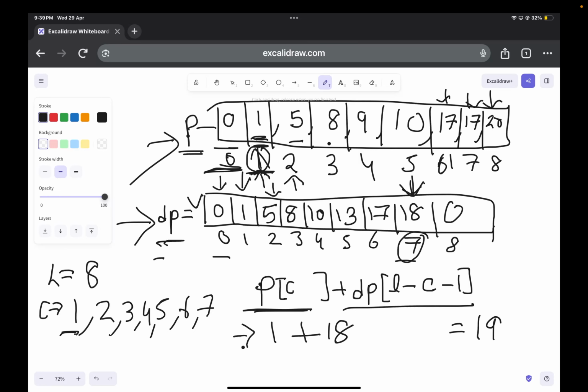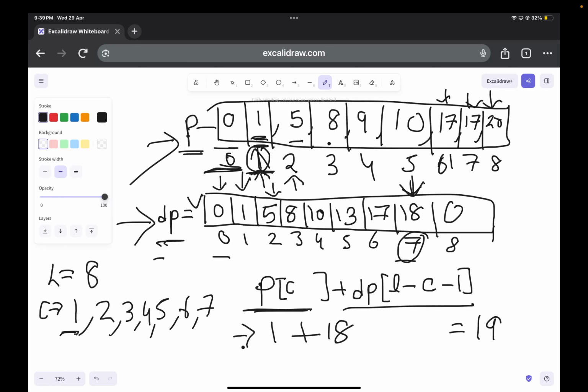Okay, let's check this way. L means 8. 8 minus C is 1, so it is 7. 7 minus 1 is 6. So dp of 6. Minus 1 because, I guess, the index starts from 0. So in order to cut 7, I have to go to 6. dp of 6 is 17. 17 plus 1 is 18.